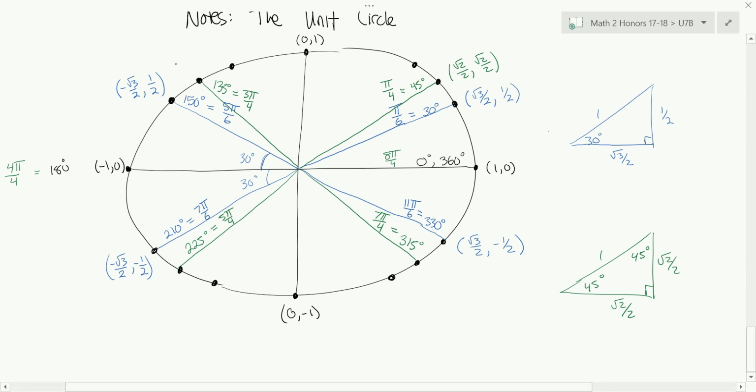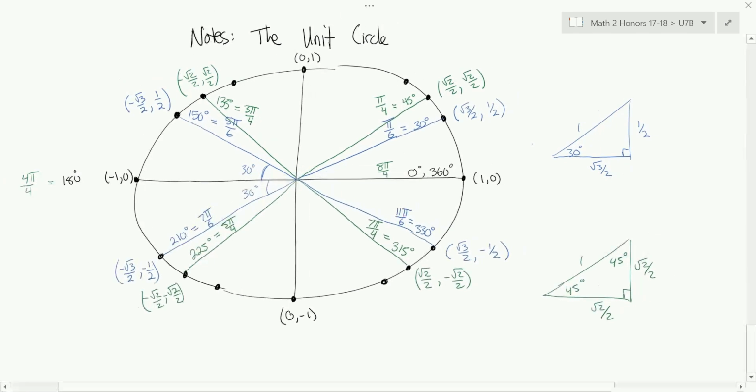So in quadrant 2, we have x negative and y positive. Quadrant 3, they're both negative. And quadrant 4, the x is positive and the y is negative. Okay. So we have a few more points on here that we need to find. The angle, in degrees and in radians, and the coordinate. Go ahead and try to finish that.